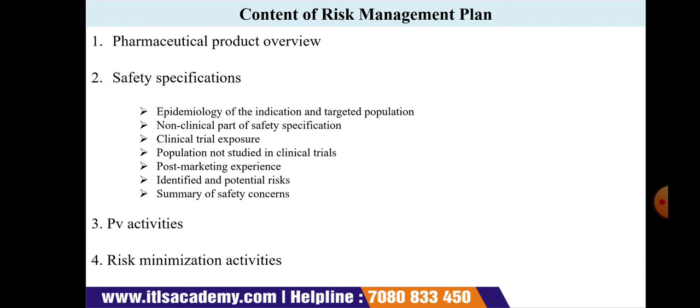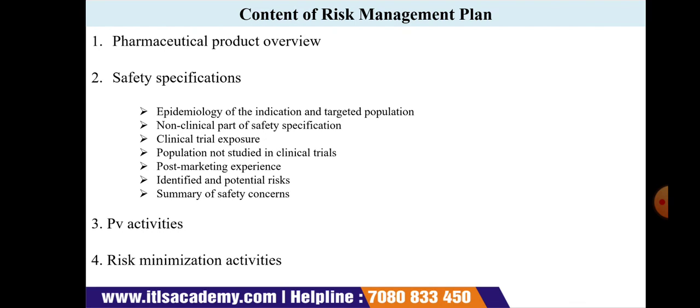Safety specification includes the epidemiology of the indication and targeted population, the non-clinical part of the safety specification, clinical trial exposure, and populations not studied in the clinical trial. So we have to give reasons why that particular population has not been included or why only a limited number of persons from the targeted population have been considered for a particular study. So it should all be there in the risk management plan. Then identified and potential risks of a particular medicinal product, and the summary of safety concerns.